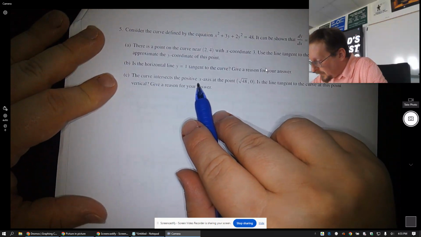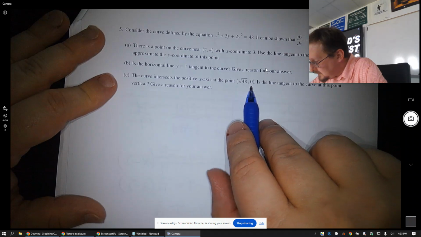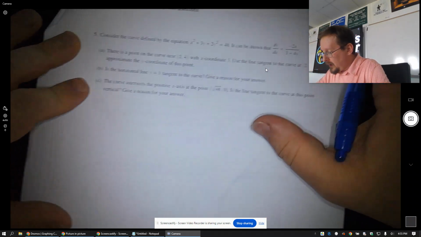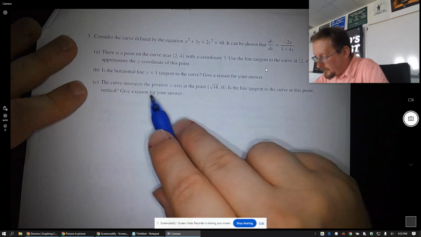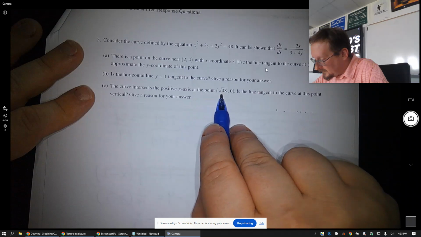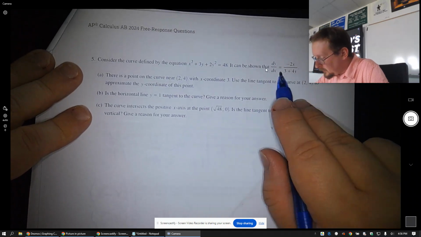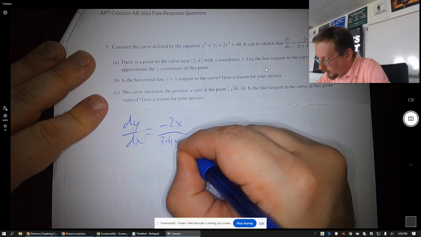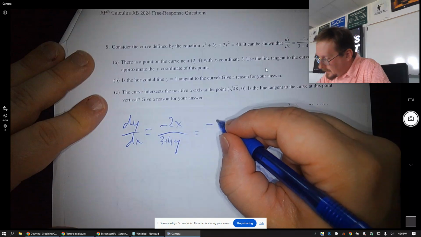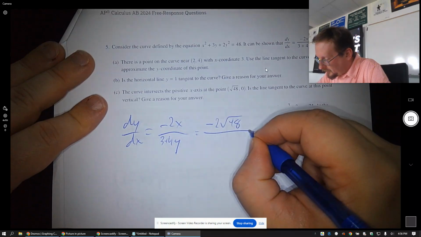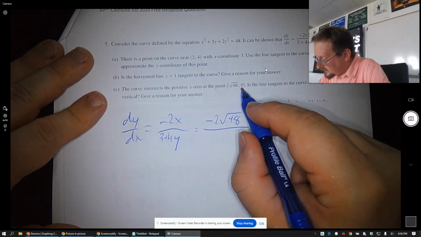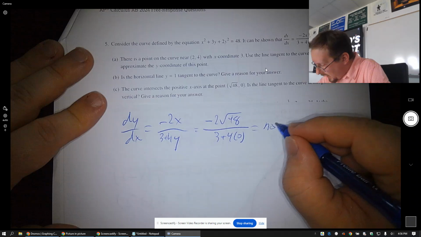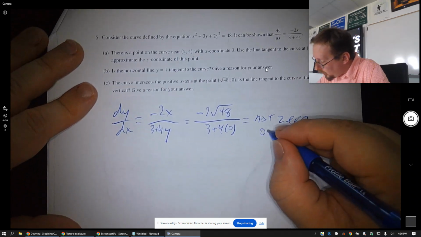The curve intersects the positive x-axis at the point. Is the line tangent to the curve at this point vertical? Okay, let's find out. The curve intersects the positive x-axis at the point radical 48 comma 0. All right, so let's do dy/dx equals negative 2x over 3 plus 4y. So that's going to be negative 2 times radical 48 over 3 plus 4 times 0.